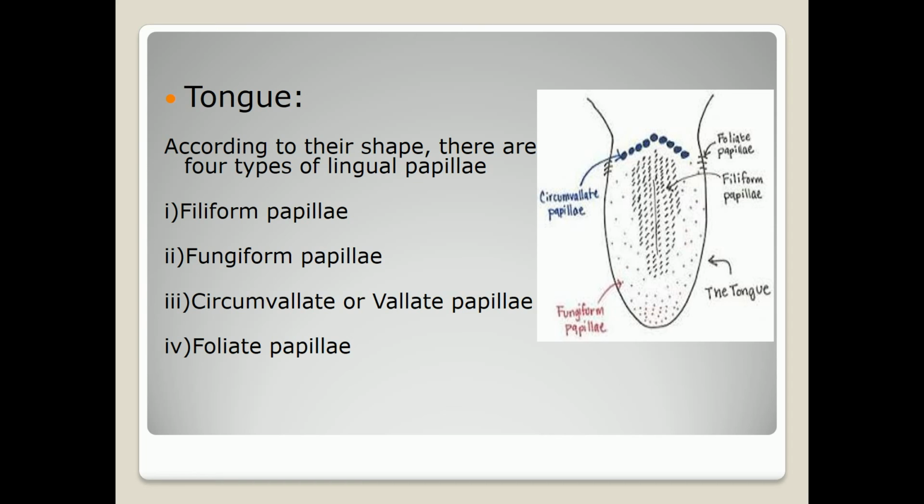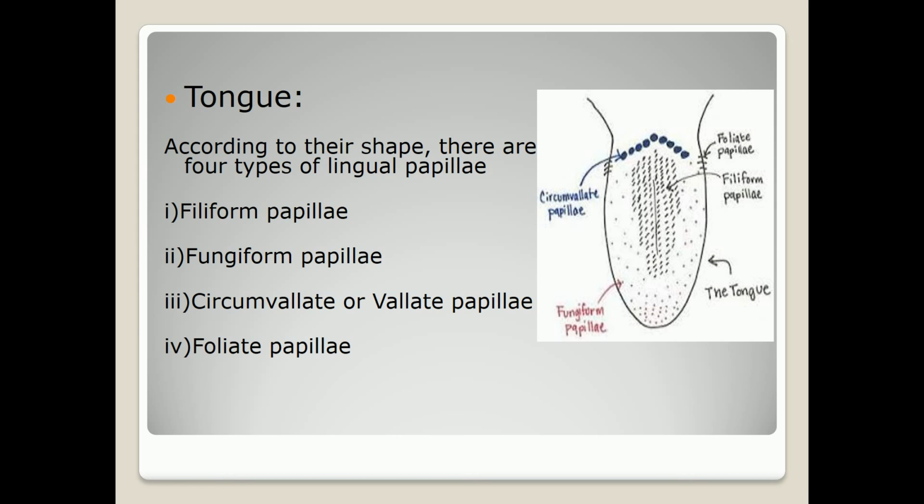Now they look like this in a section just anterior to the sulcus. These papillae have taste buds in the medial walls of the cleft. The taste buds contain epithelial taste receptor cells and sustentacular cells, and these surround a small central cavity which opens onto the surface at the taste pore.